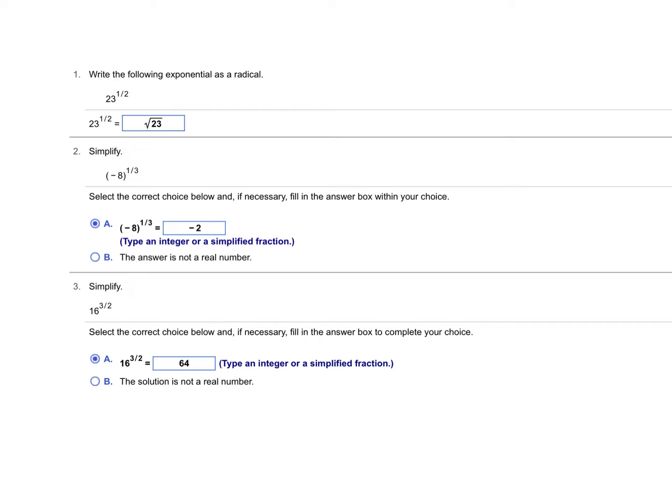Write the following exponential as a radical. Okay, so this is really just saying the square root of 23. This number is the number that would go here. So I have 23 to the first power because of the 1 goes on the inside. Now we don't actually write it like that. When it's just a square root, we don't have to put the 2 there, and anything to the first power, we don't need to write that. So then it's just the square root of 23.